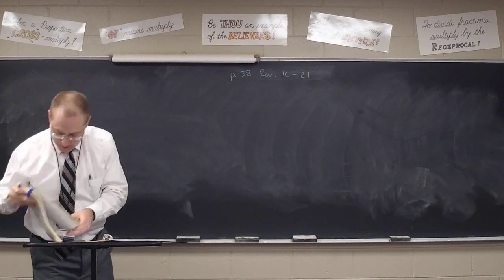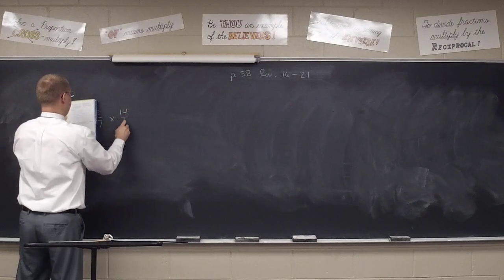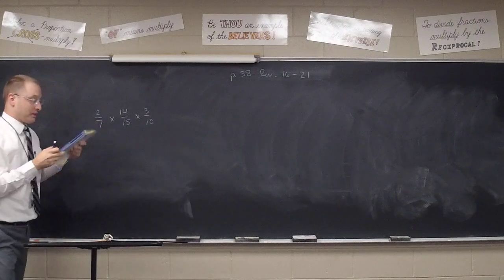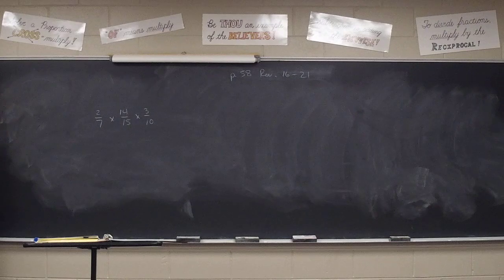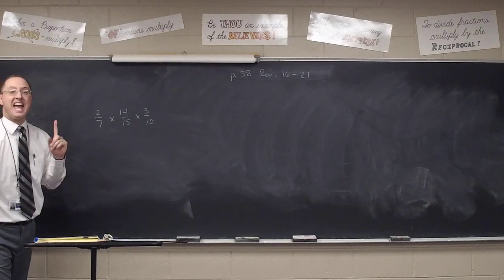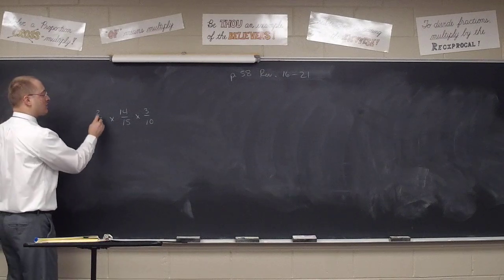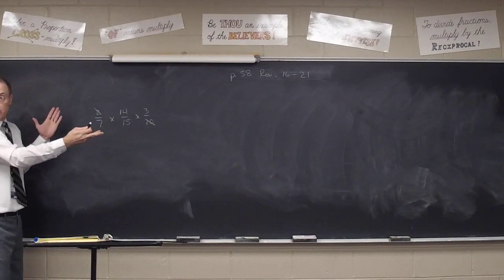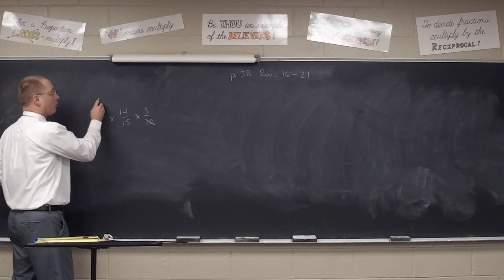19B. 19B, we had a 2/7 times a 14/15 times a 3/10. This was interesting because they gave us 3 fractions in a row, right? But here's the key, class. You can cancel any numerator with any denominator. Meaning I could cancel this 2 with this 10. They don't have to be next to each other. One's in the top, one's in the bottom. 2 and 10, class, cancel to give me 1 and 5.